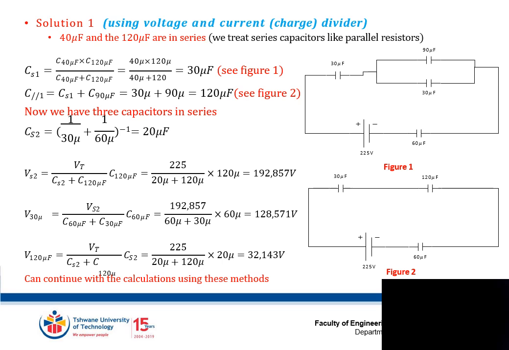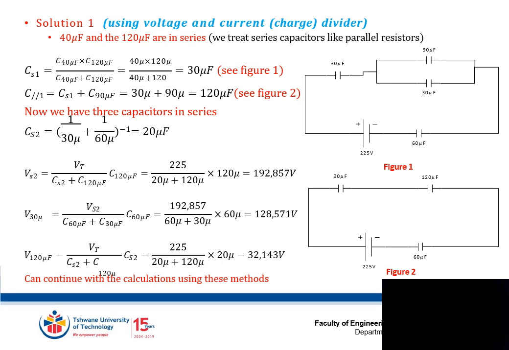We can start by simplifying the circuit. We have 40 and 120 in series. Then we simplify that, it gives us 30 microfarads, as you can see in figure 1. Then we'll get 90 and 30 in parallel. To simplify those two capacitors in parallel, 30 plus 90 gives us 120 microfarads. Then this leaves us with three capacitors in series, 30, 120 and 60.